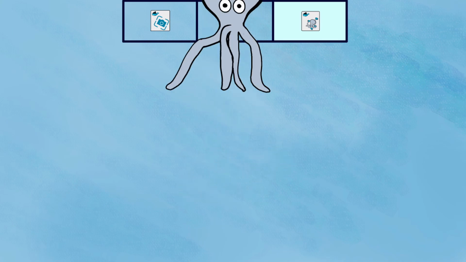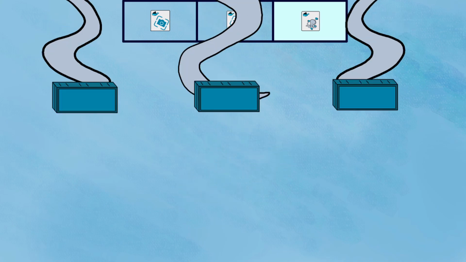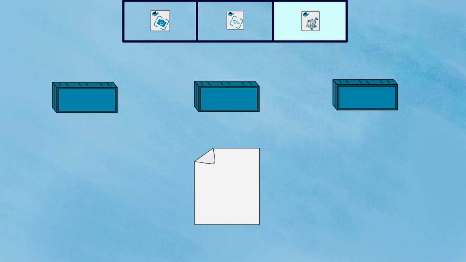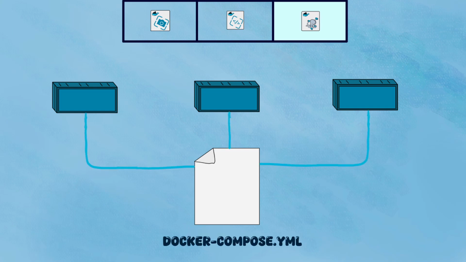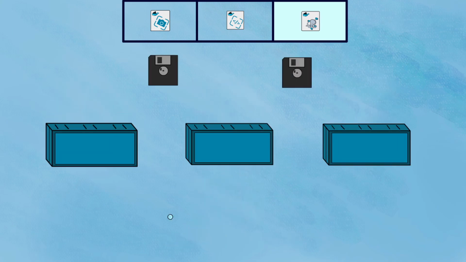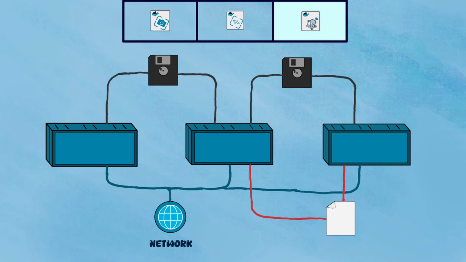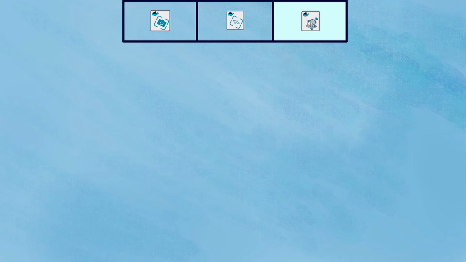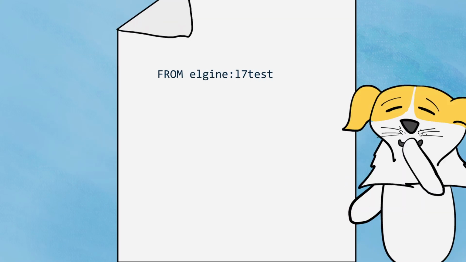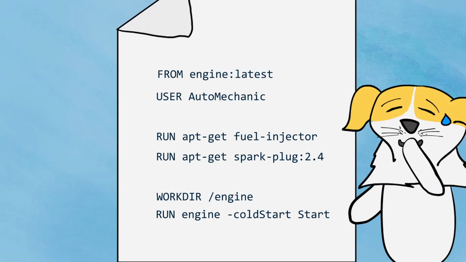For this, you can use Docker Compose, which helps you define and manage multiple containers simultaneously using a single configuration file, the docker-compose.yml. In this one, you can define things like network configurations, data volumes, environment variables, dependencies, and so on. Okay then, let's build our engine. Put a piston with some commands, a fuel injector, and the spark plug with its dependencies.